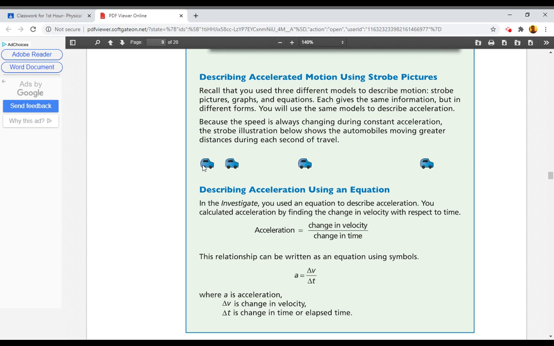Oh wait, yeah, they are saying in the same amount of time this car traveled this distance, and in the same amount of time this car traveled this distance. So this car was traveling faster than this car. Oh, that's what they're saying. All right.